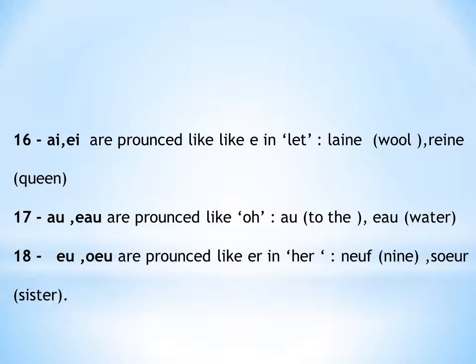The 18th is EU and OEU. With throat sounds, you use it. Pronounce it like in "her". So it is "sur", your sister. Though what you see in French is not the way you pronounce it in real life. The letters that you see in the French language, E, A, I, O, U, all the vowels, are completely different, with the throat sound. So try using your throat as much as possible in your French dialects.